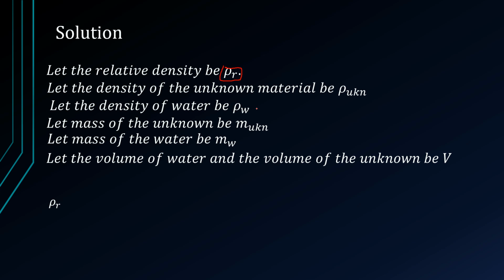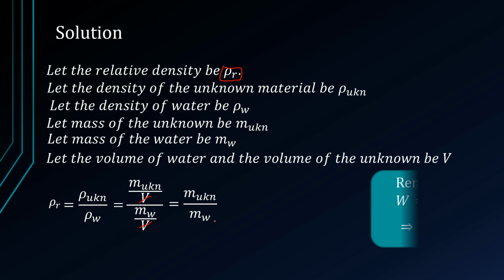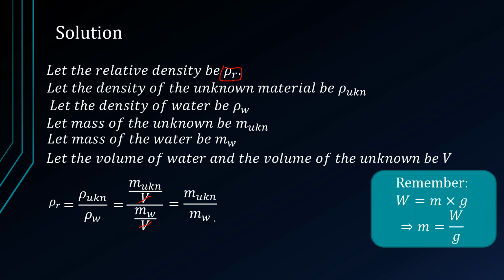Now rho R, which is the relative density, is going to be equal to the density of the unknown divided by the density of water. And that is going to be equal to the mass of the unknown divided by its volume, which is then divided by the mass of water and then divided by its volume. We are then going to see that the volumes will cancel off since they are the same, and we will get the mass of the unknown divided by the mass of water. Now remember that W is equal to M by G, which means that the mass will be equal to W over G.